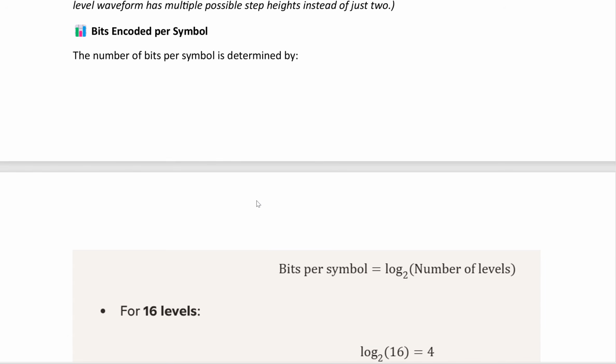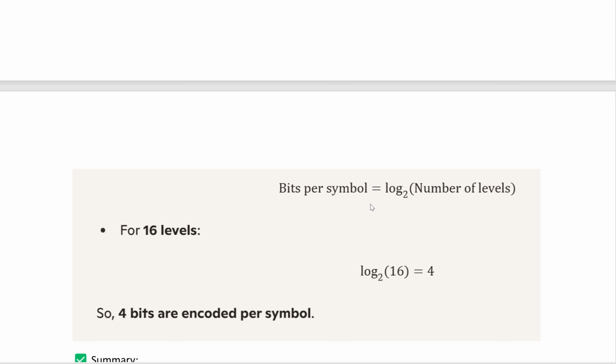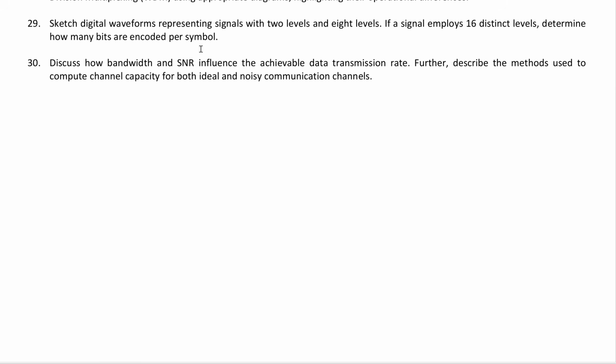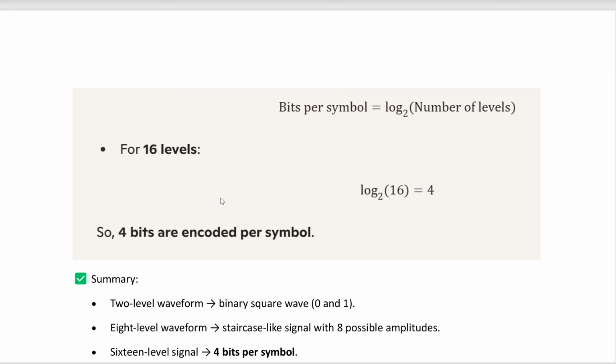Now we have to calculate the bits encoded per symbol. The number of bits per symbol is determined by this formula: bits per symbol equals log 2 of the number of levels. For 16 levels, we substitute the value 16 here, log 2 16, so 4 bits are encoded per symbol. This is the solution to our problem, right?